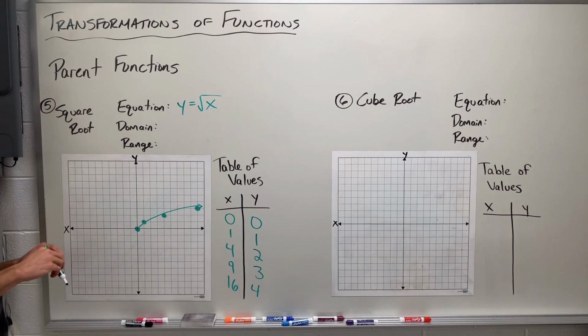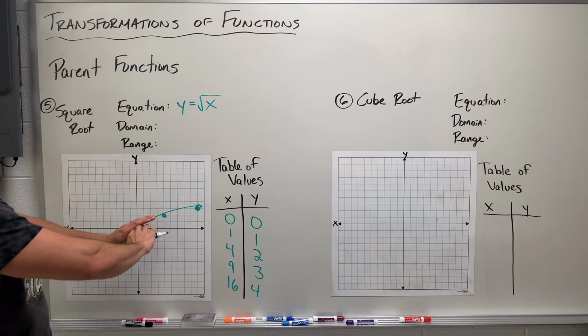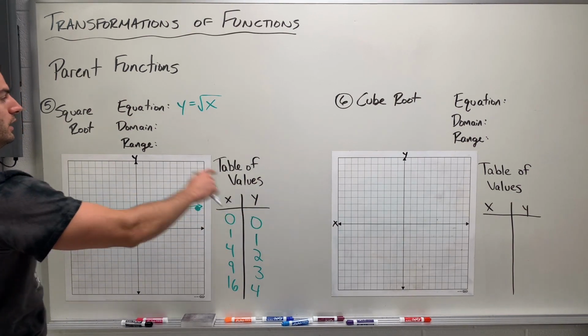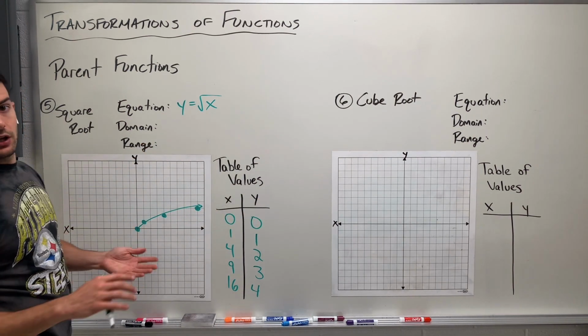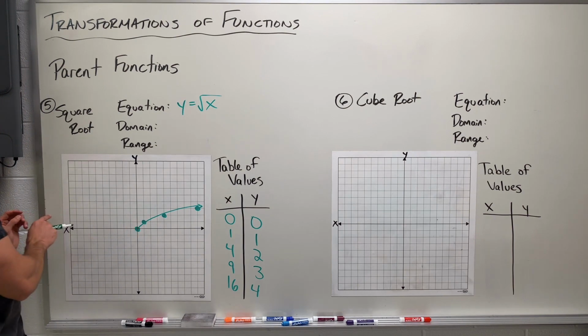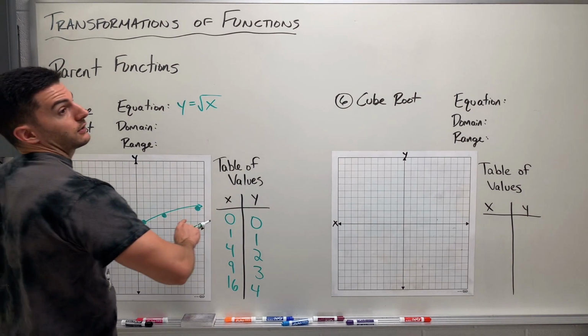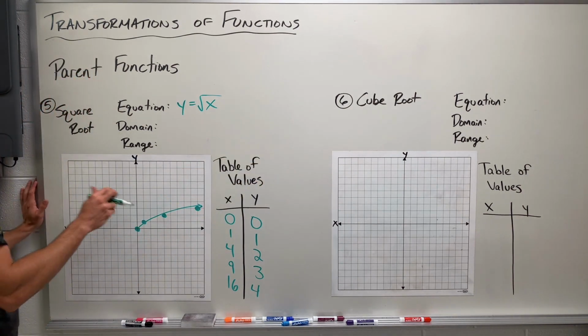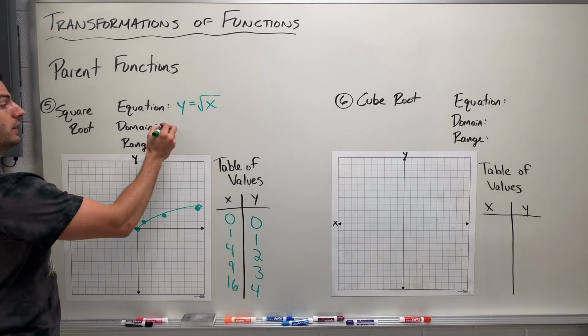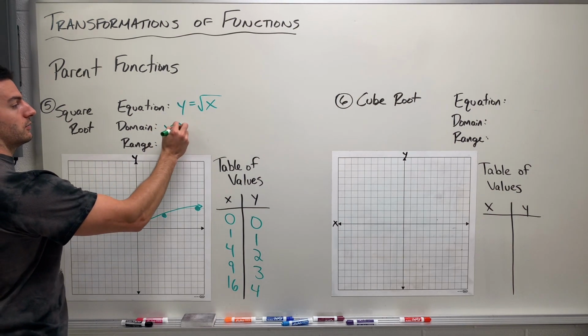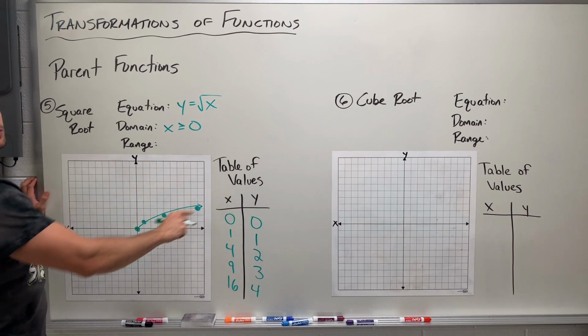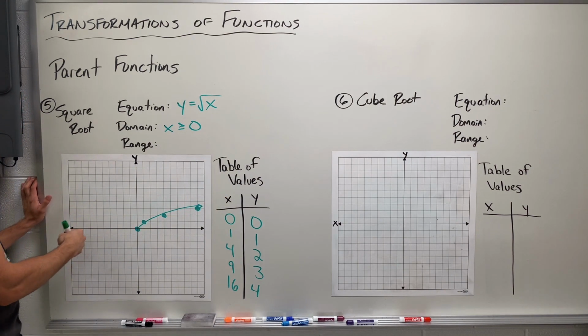Because the question we're asking is, does this extend forever to the right and to the left? That's for my domain. No, it does not. It does not extend to the left forever. We see this arrow, meaning it's going to go to the right forever, but does not go to the left. So that would mean that the domain is x is greater than or equal to 0, because it does not go into the negatives for the x.